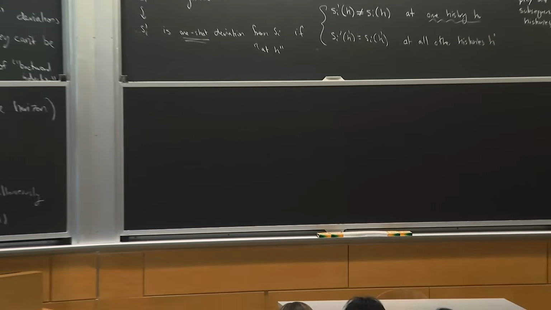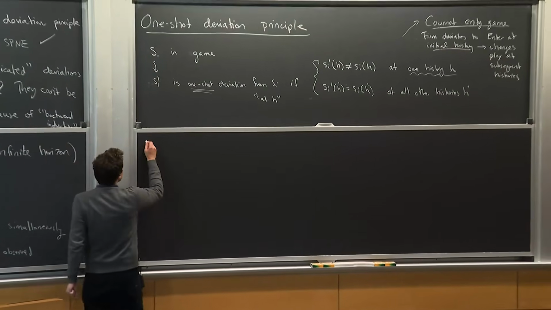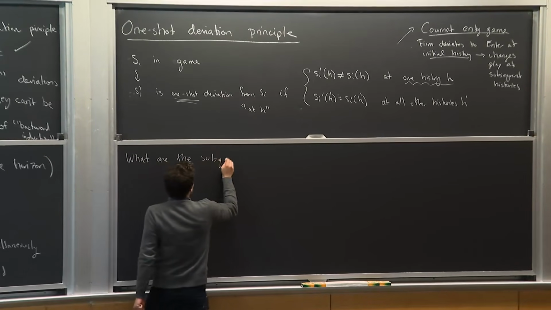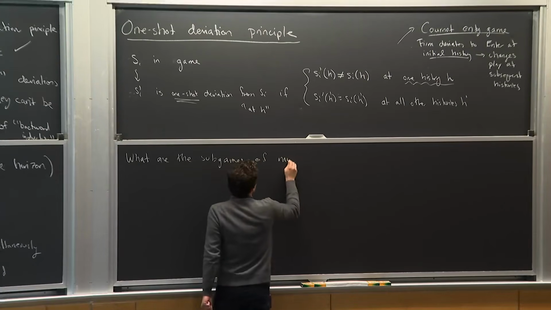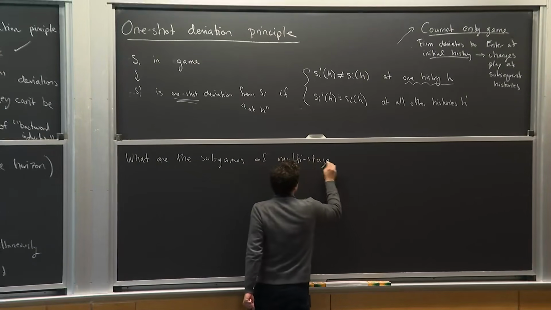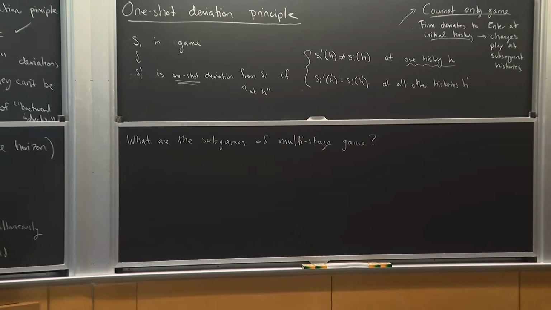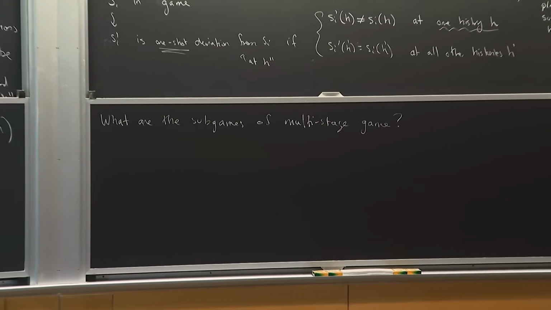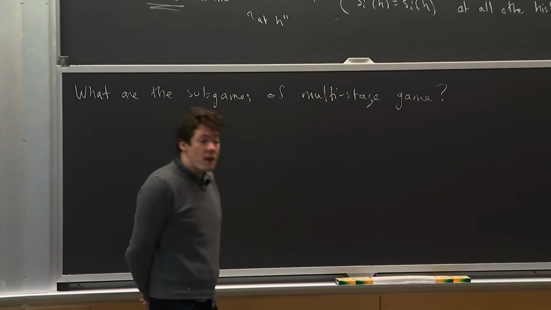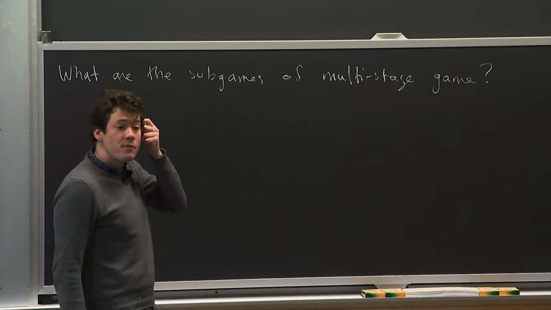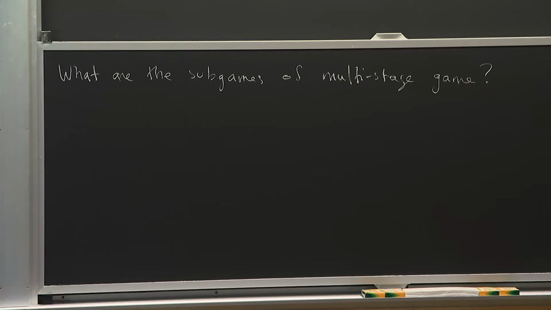So now I think the final ingredient we need before we can state the one-shot deviation principle for multi-stage games is to keep track of, well, what are the subgames of a multi-stage game? Remember, that's always the first step when you want to try to identify or solve for a subgame perfect Nash equilibrium. You have to say, what's the set of subgames? Any thoughts on this? What are the subgames going to be? Remember, to find subgames, you just have to find nodes in the game that can start a subgame. So what are the set of possible subgames in this multi-stage game?